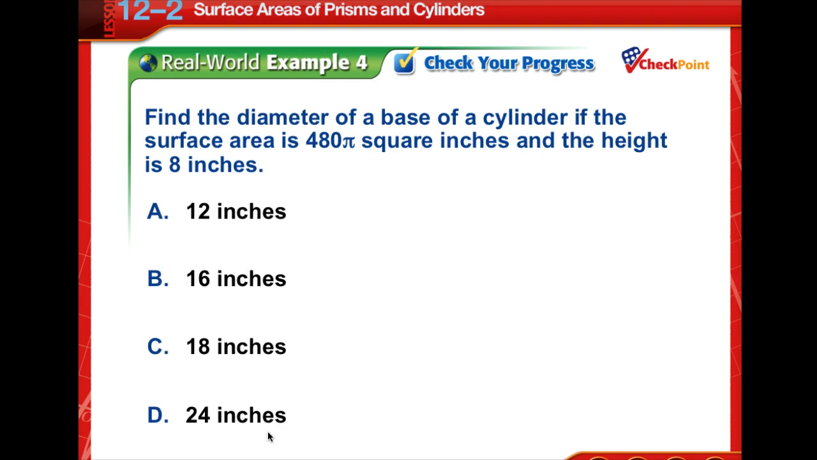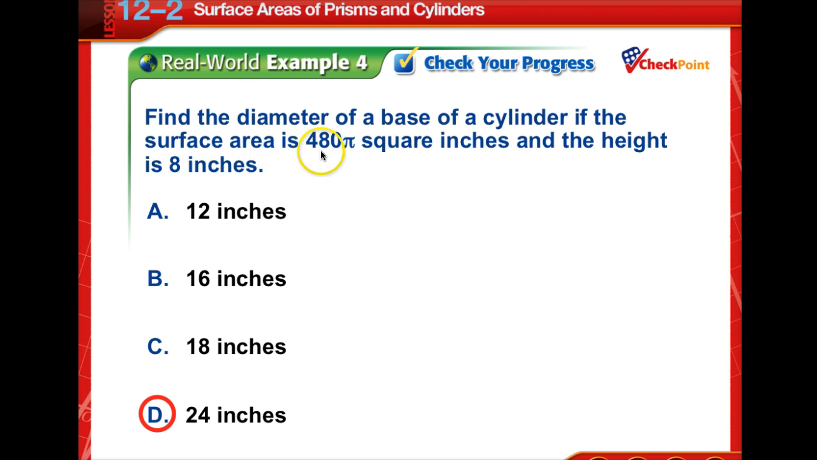Okay, check your progress. This one is a little bit difficult, so try your best to work out the problem and then turn the video back on and I'll give you the answer and a way to find the solution. Did you get 24? Now here's the trick. We're asking for the diameter. So I start with surface area because they give me the surface area.